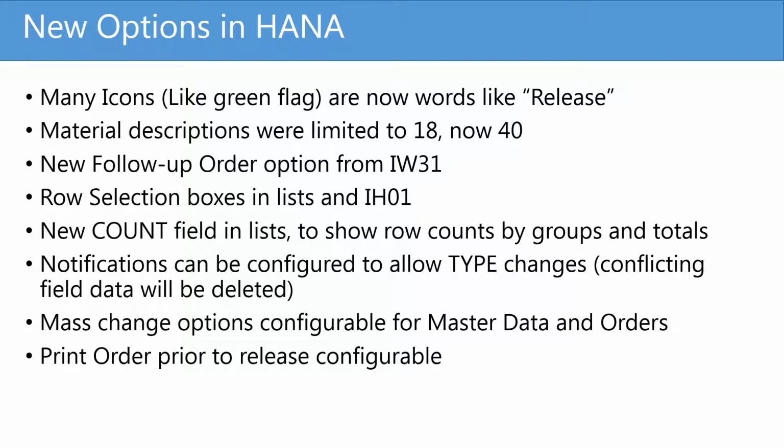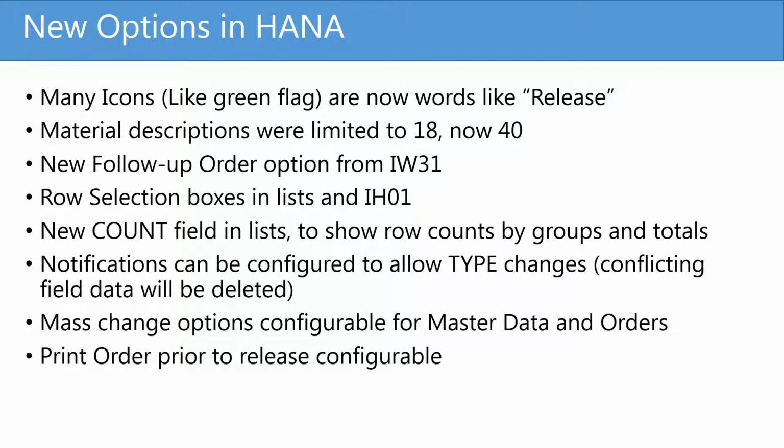So some of the new options in S4 HANA are that many of the icons have changed. Like instead of a green flag, it's now an actual word called release or put in process. Material descriptions used to be limited to 18 characters. Now they're expanded to 40. There's that new feature of new follow-up order, and row selection boxes from any list of notifications, orders, IH01, and so on. There's a new count field now in lists so that you can count the total, and you can also count by groups.